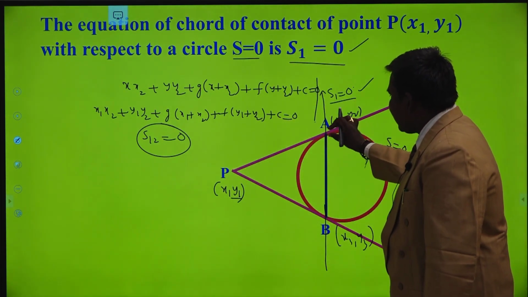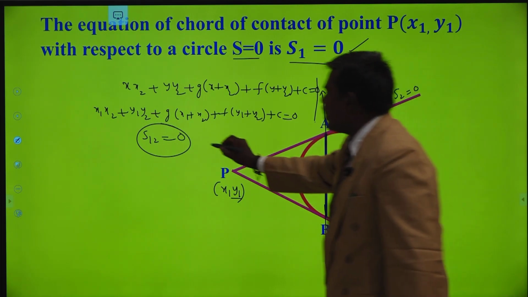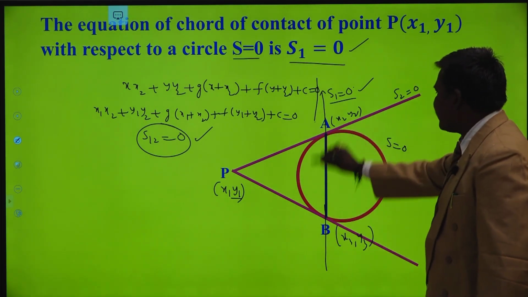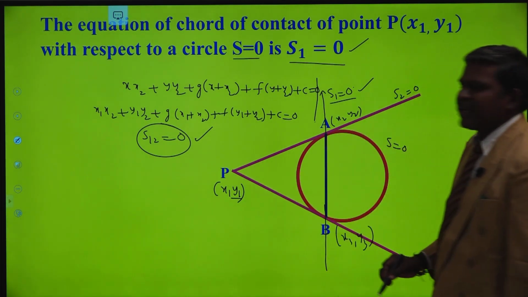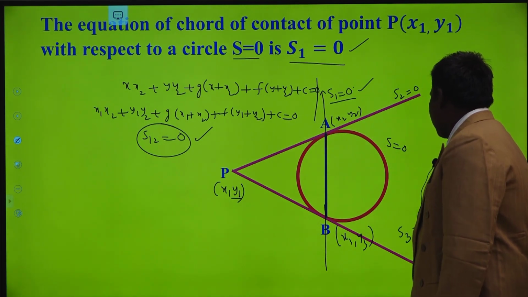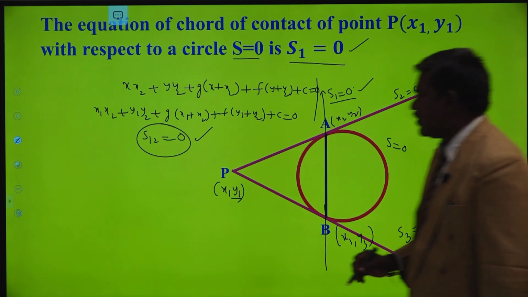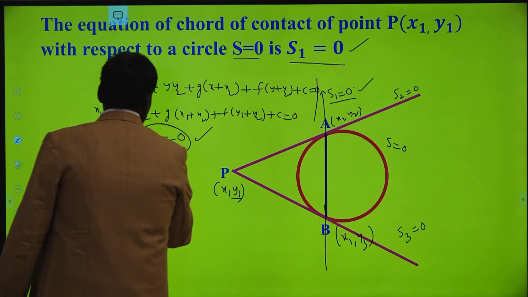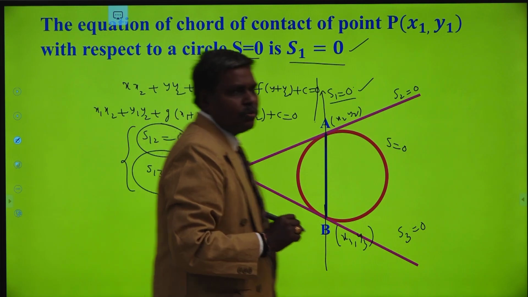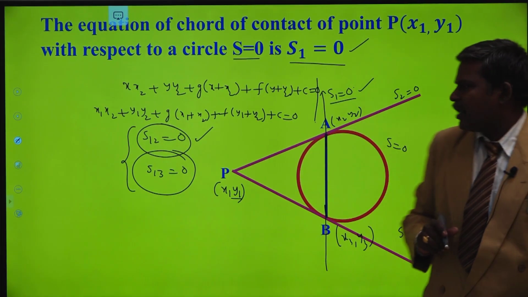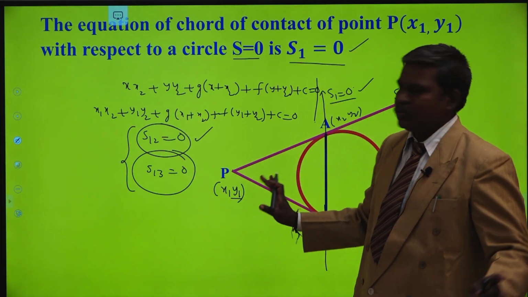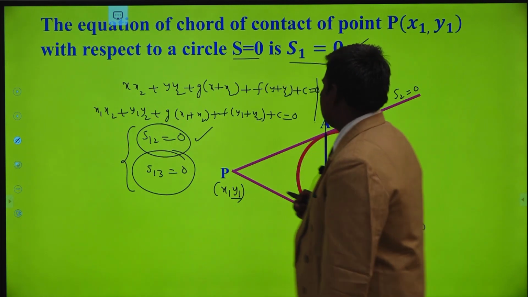So the tangent at A to the circle passes through our point P, and we have the condition S12 = 0. Similarly, the tangent at B to the same circle passes through (x1, y1), so we get S13 = 0. What is the tangent at B? S3 = 0, passing through (x1, y1), so from the figure itself we have S13 = 0. So this is the other condition. These are the two properties obtained from the figure itself. You can use these two things at any time, anywhere. So keep them aside; these are the two conditions.